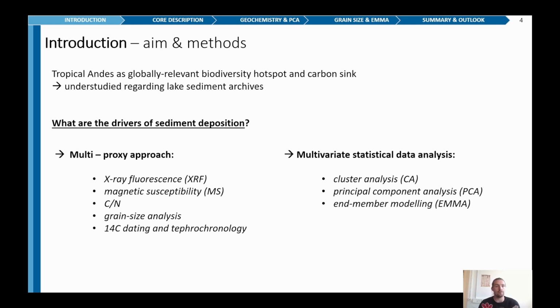So what are the drivers of sediment deposition in such a high altitude lake system? In order to answer that question, I am using a multi-proxy approach, including XRF core scanning, magnetic susceptibility, CN and grain size analysis, as well as 14C dating and tephrochronology for the age frame of the sediment. And the data is further analyzed using multivariate statistical approaches.